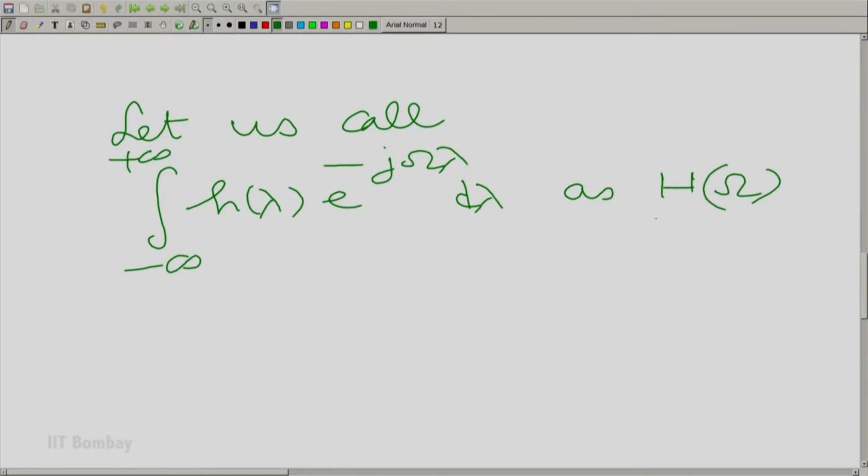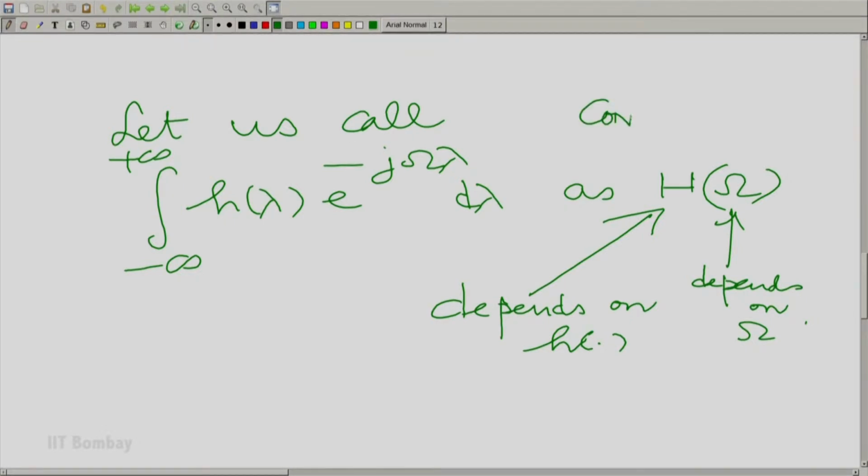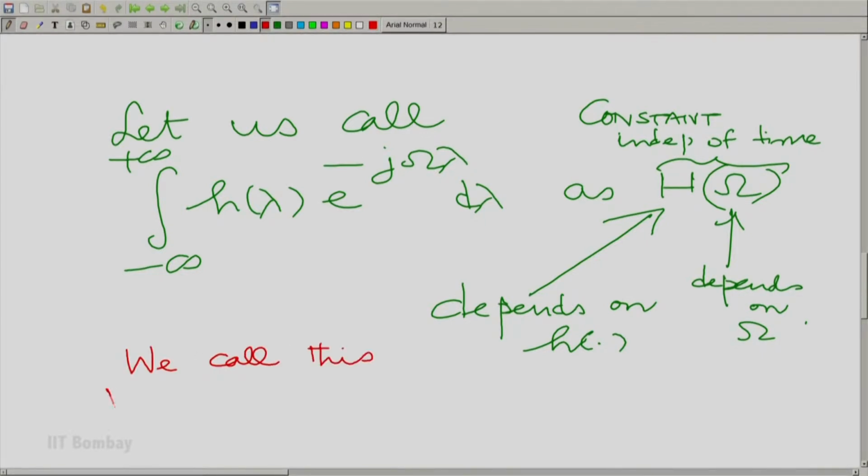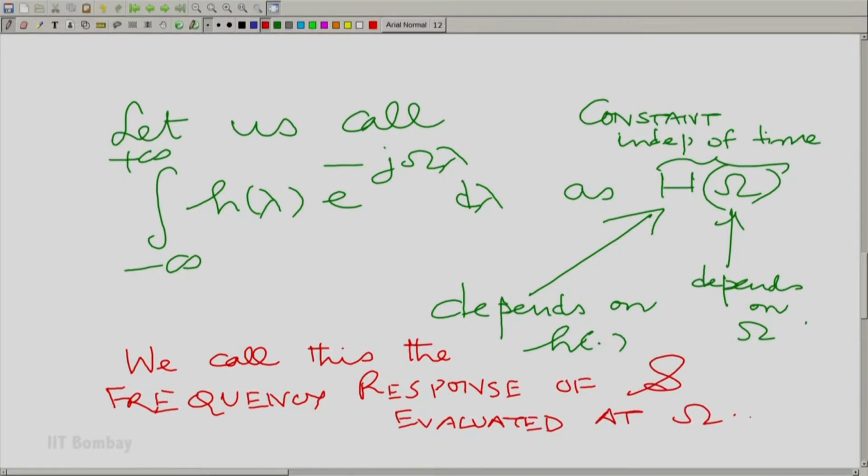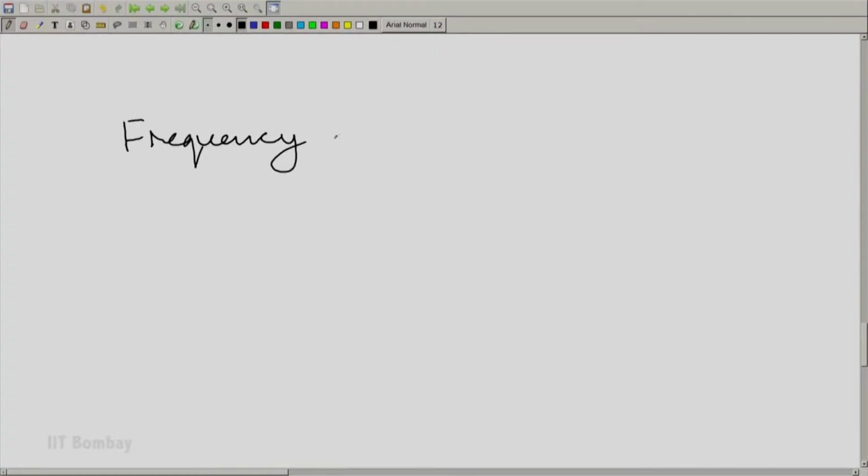So, we are saying two things. We are saying that it depends on h and it depends on omega. We are saying both together, and this is a constant independent of time. Now, we give this constant a name. We call this constant the frequency response of this linear shift invariant stable system evaluated at the frequency omega. The frequency response of S evaluated at omega. Now, frequency response essentially refers to the angular frequency of the sinusoid. And when I have a frequency response at omega, I have a corresponding frequency response at minus omega. These are complex conjugates.